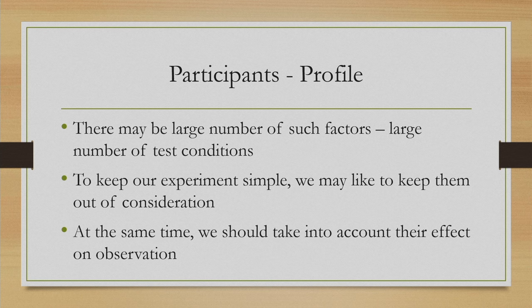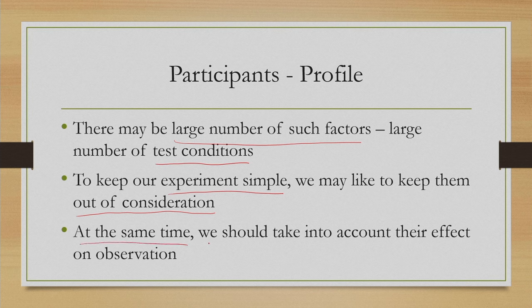The problem is there can be a very large number of such factors, which will in turn lead to a large number of test conditions. So, you have to carry out the experiments for quite some time for a large number of test conditions. That will increase the complexity of the experiments. In order to keep our experiments simple, we may like to keep those factors out of consideration. That means we may not like to vary them. Instead, we may like to use them as control variables, as constants throughout the duration of the experiment. So, we will fix their value.